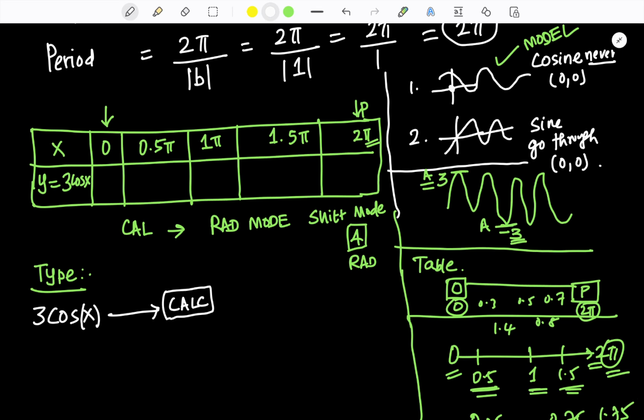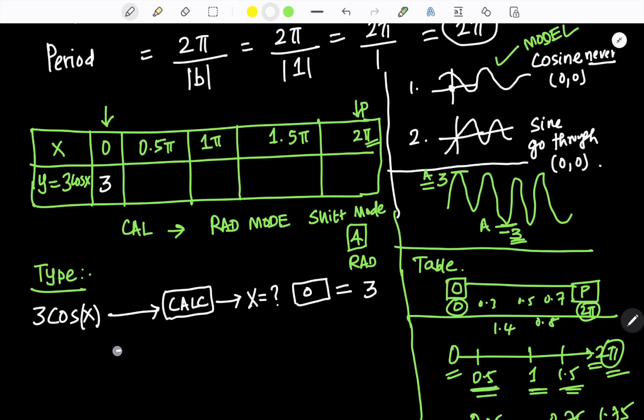Press the button calc. What is the first value? The question mark will ask you, x question mark will come. So you press now 0 and then press equal. You will get the answer 3. So put the 3 here.